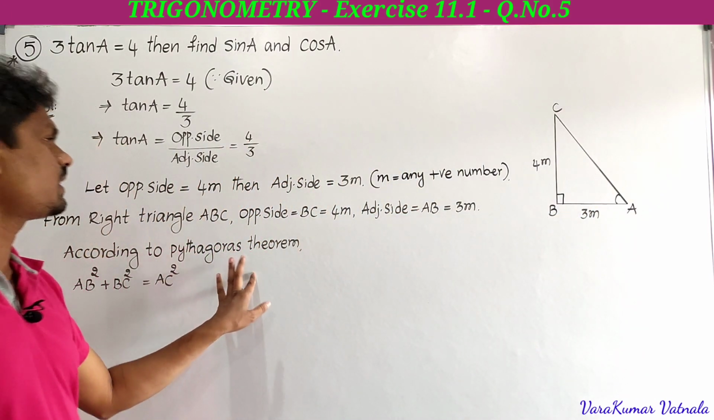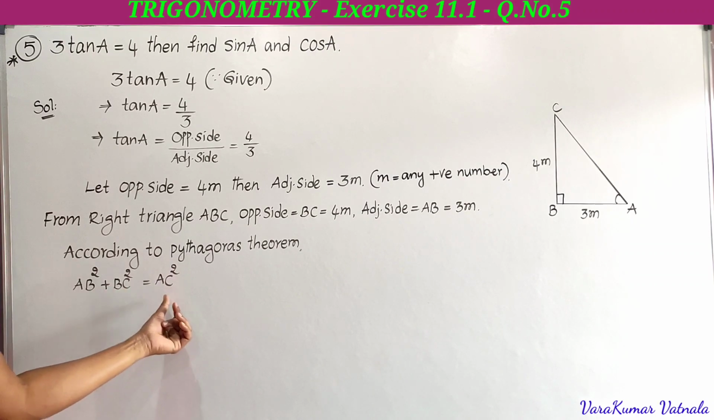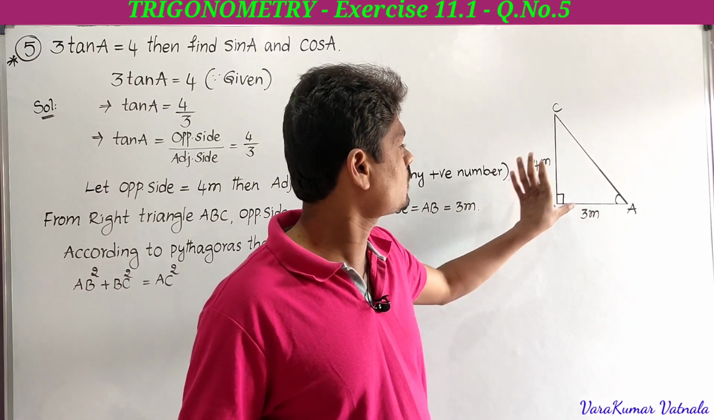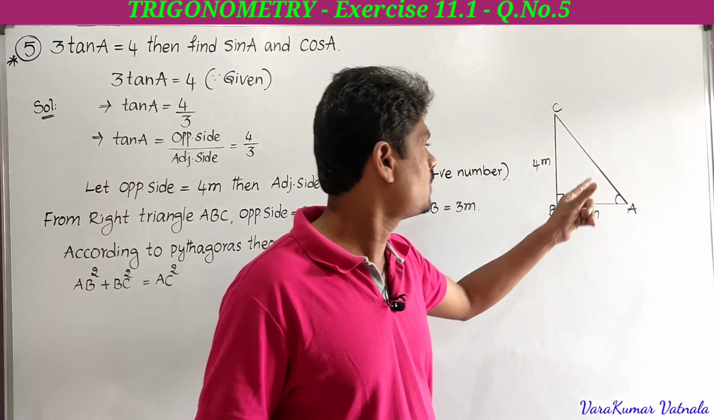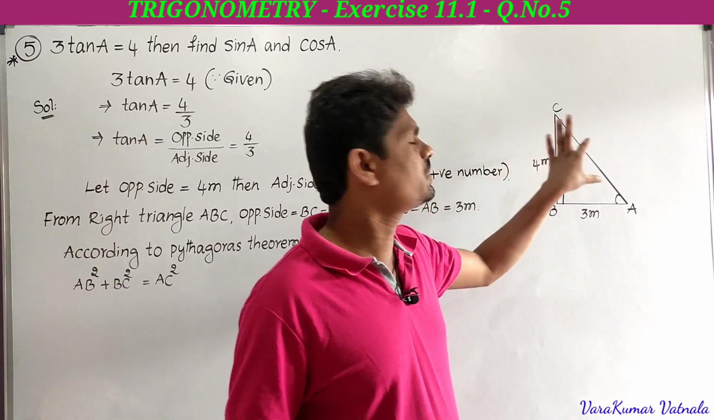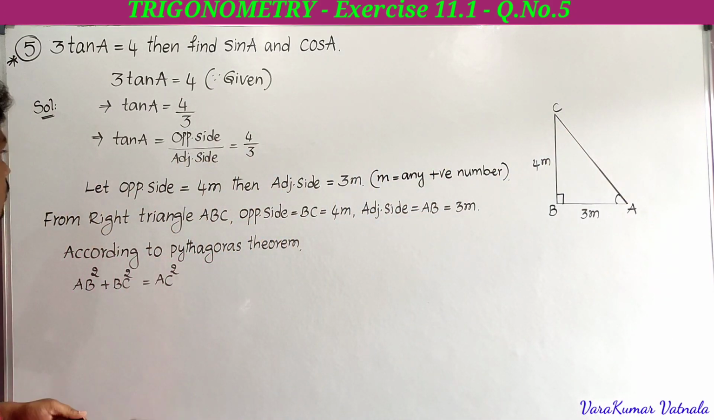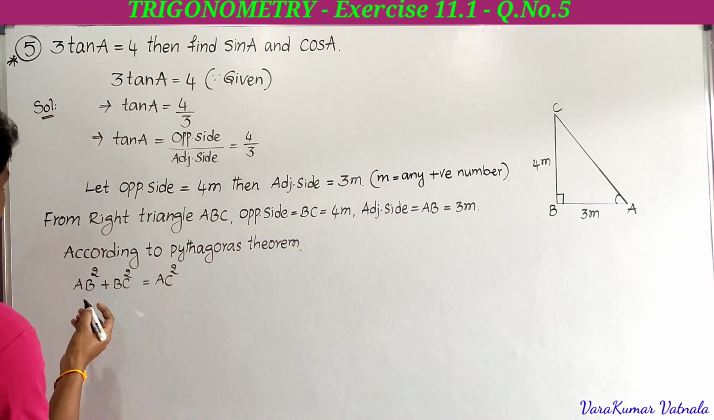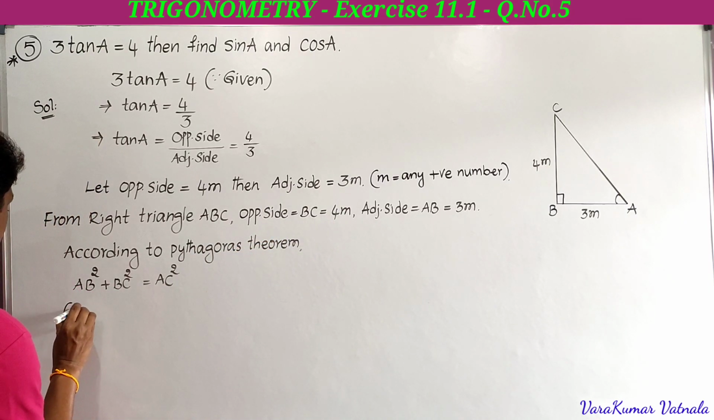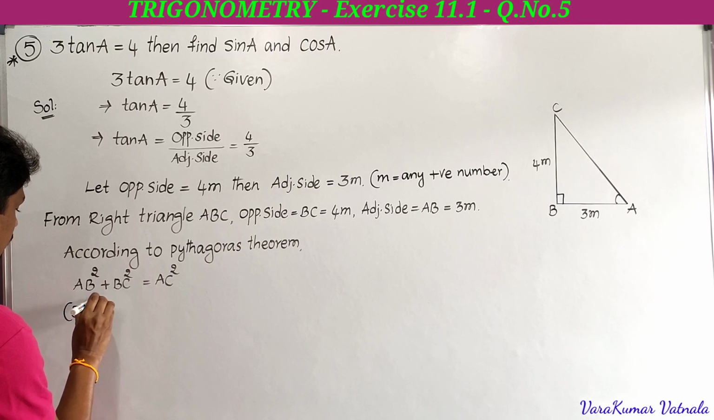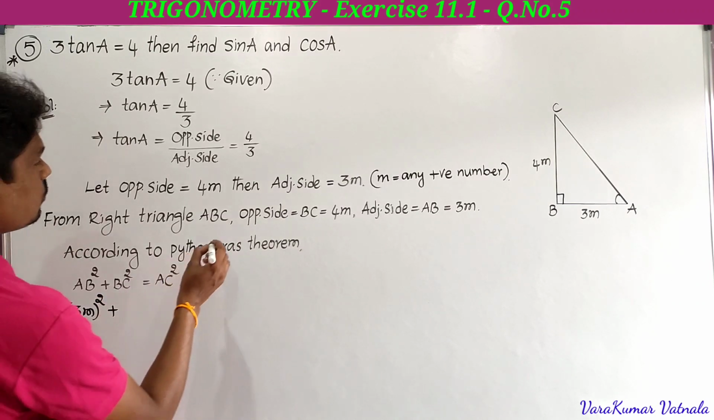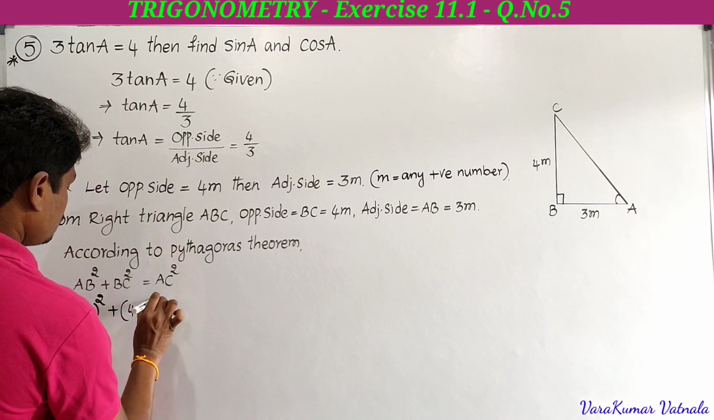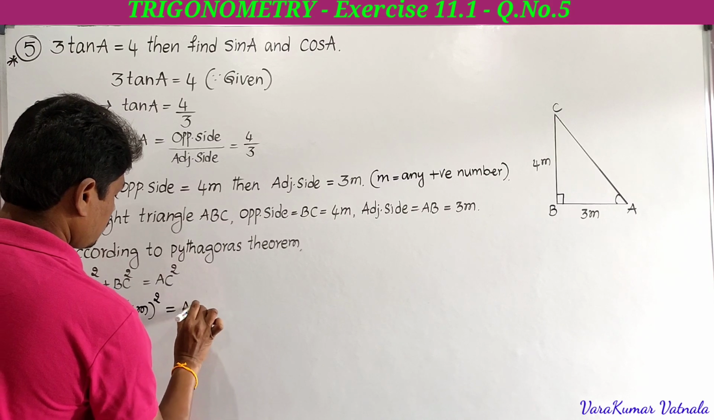According to Pythagoras theorem, AB square plus BC square equal to AC square. The square on the hypotenuse is equal to the sum of the squares on the other two sides. Now we have AB equal to 3m, so AB square becomes 3m whole square. In the same way BC is equal to 4m, so BC square is 4m whole square, which is equal to AC square.